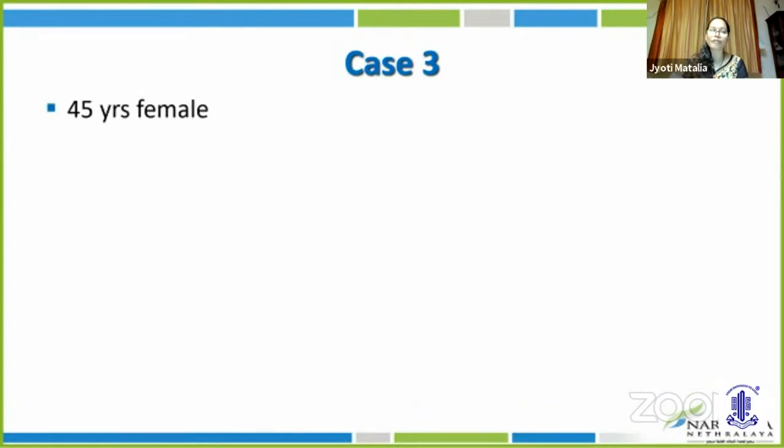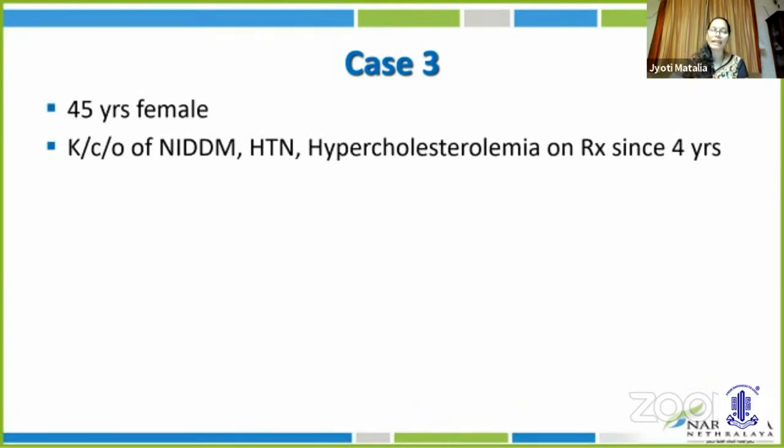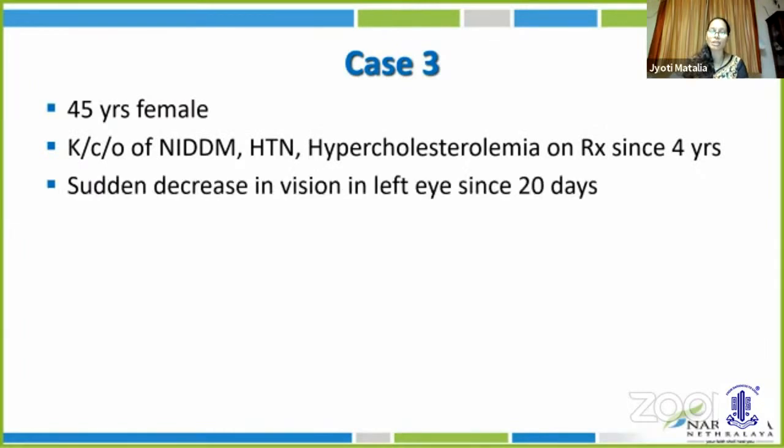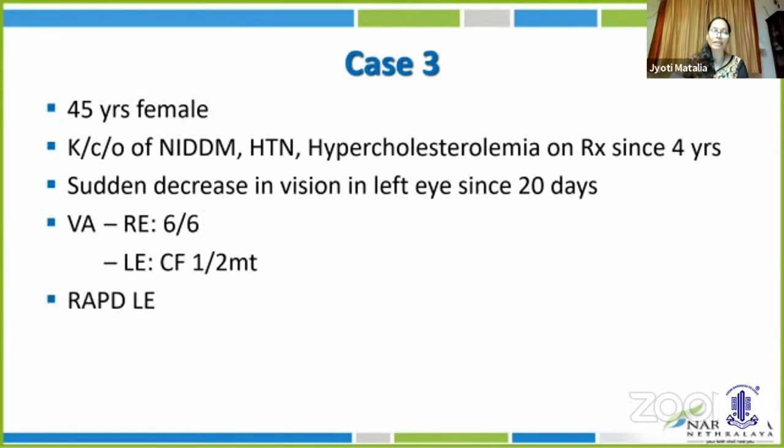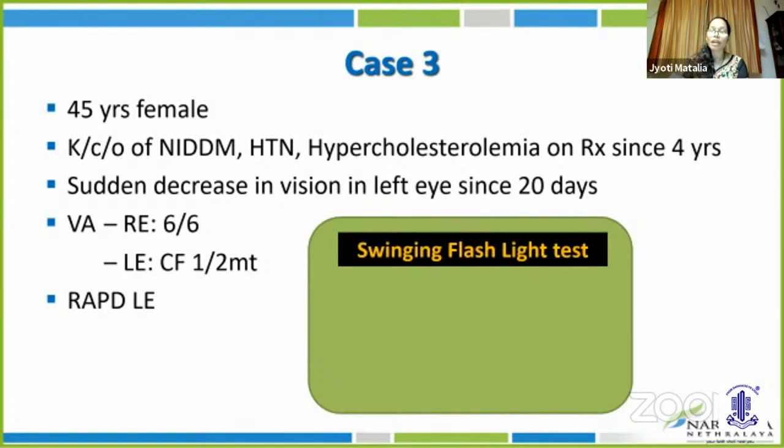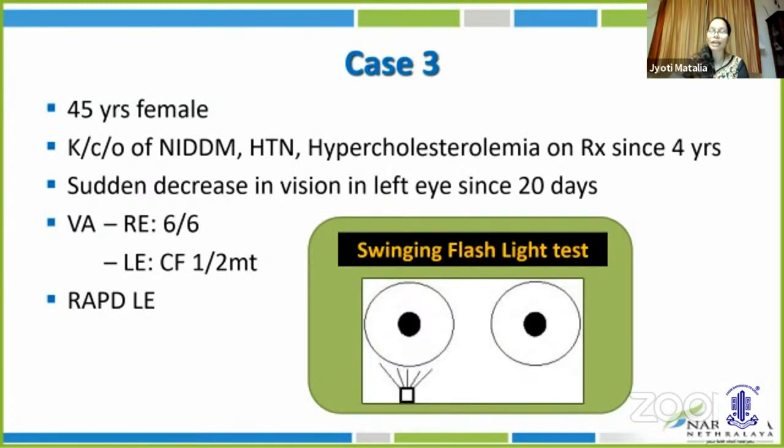This was a 45-year-old female with a known case of NIDDM, hypertension and hypercholesterolemia on treatment, with sudden decrease in vision since 20 days. Vision was right eye 6/6, left eye finger counting ½ meter, left RAPD. A quick reinforcement: when you want to confirm RAPD, we're doing a swinging flashlight as shown here.